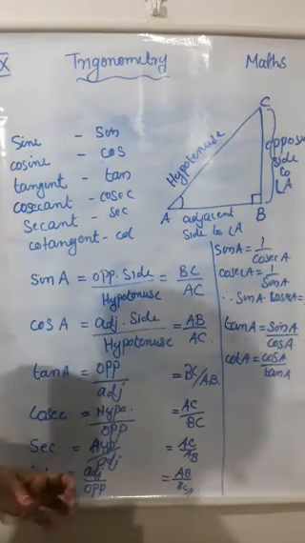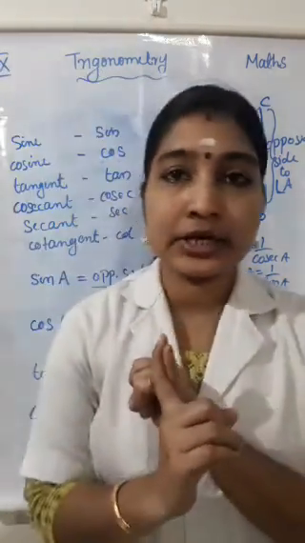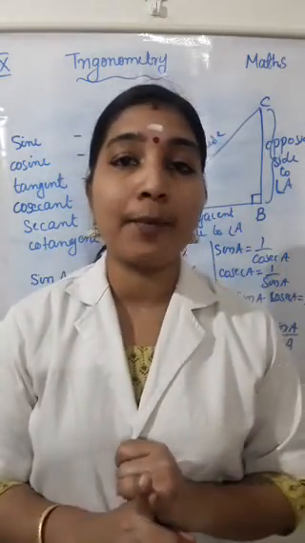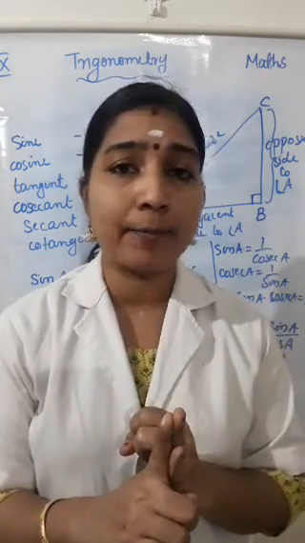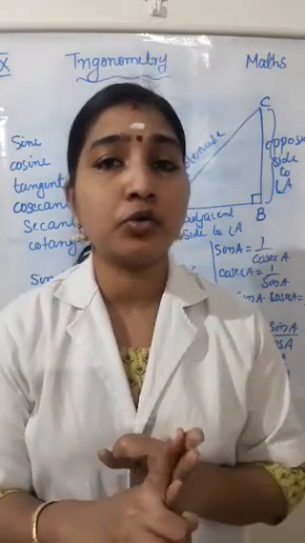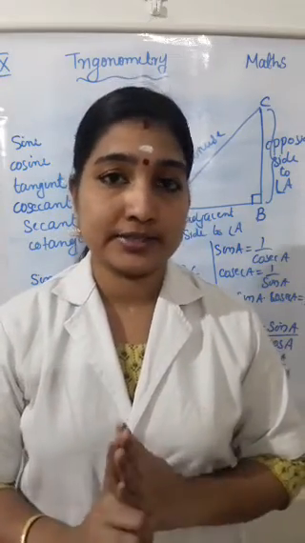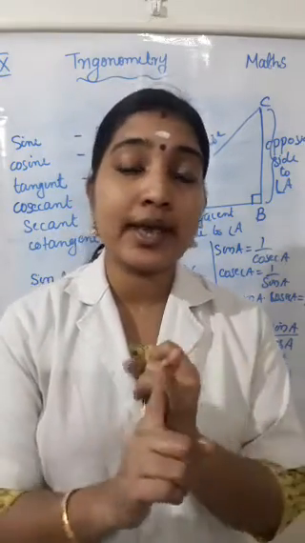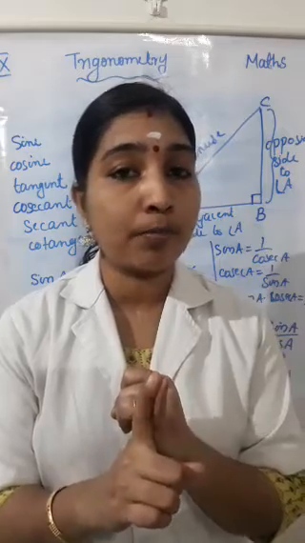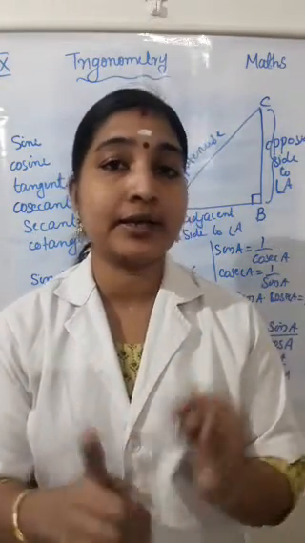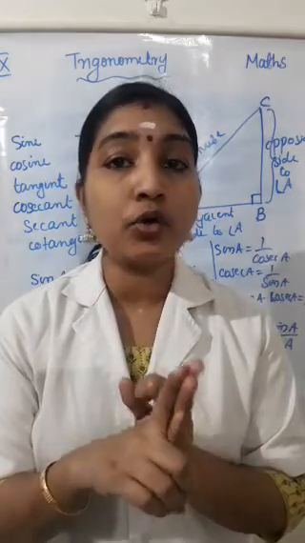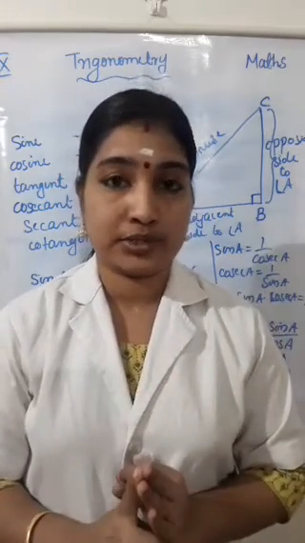Okay. അപ്പോൾ എന്തൊക്കെയാണ് നമ്മൾ പറഞ്ഞത്? sin A is equal to opposite side by hypotenuse. Cos A is equal to adjacent side by hypotenuse. Tan A is equal to opposite side by adjacent. Then cosec A is equal to hypotenuse by opposite. Sec A is equal to hypotenuse by adjacent. Cot A is equal to adjacent by opposite.